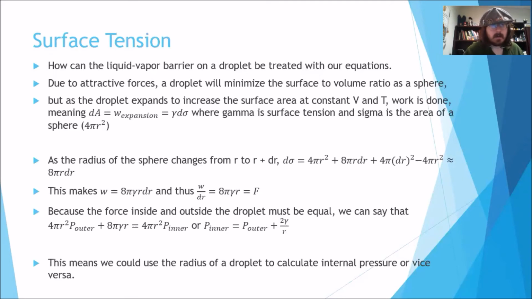Meaning, the change in area is going to be the work of expansion, which is equal to gamma times the change in sigma. Gamma is the surface tension, and sigma is the area of the sphere, 4 pi r squared. So not the volume of the sphere, but the area, which is 4 pi r squared. So looking at the surface tension as the area is expanding, the radius of the sphere changes from r to r prime, which we're going to say is r plus the change in r. We've increased by the change in r.